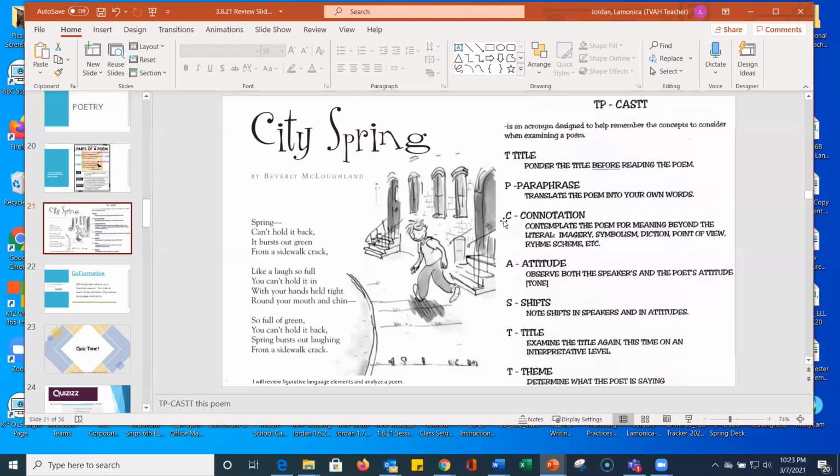All right. Connotation: contemplate the poem for meaning beyond the literal. Imagery, symbolism, diction, point of view, rhyme scheme, etc. So let's look at the rhyme scheme. Do we have a rhyme scheme here? We have A, B, C, because remember, back doesn't rhyme with spring, and green doesn't rhyme with back. So A, B, C, but crack rhymes with back, so that would be B. So A, B, C, B rhyme scheme.